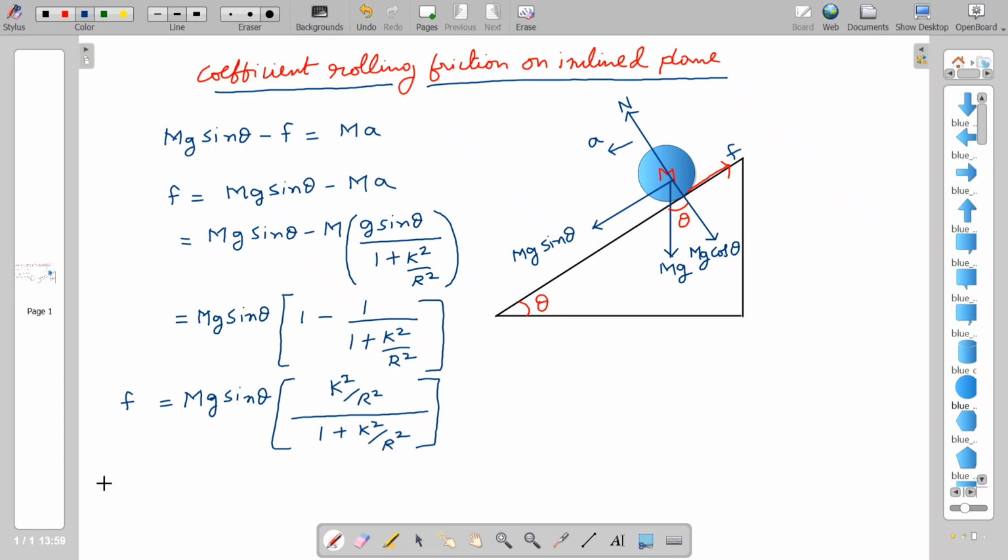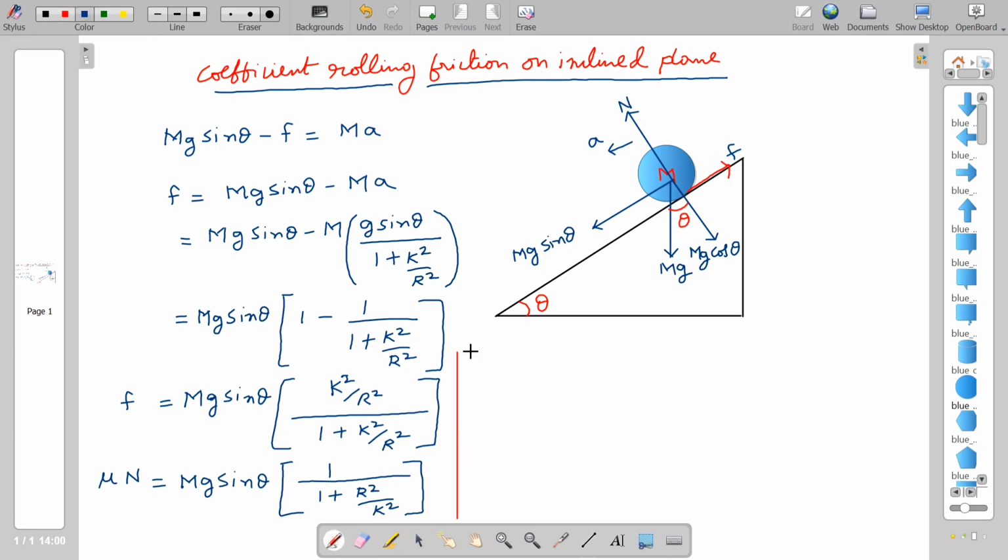So we know that F means mu N, that is coefficient of rolling friction into normal force, that is equal to mg sin theta. In the bracket if we simplify, that means if you move k square by r square to the denominator, then we will get 1 by 1 plus r square by k square. Now in the place of normal force, we can write mg cos theta.